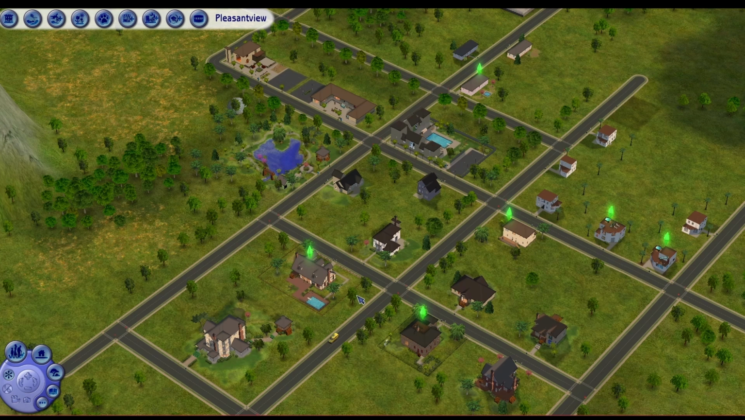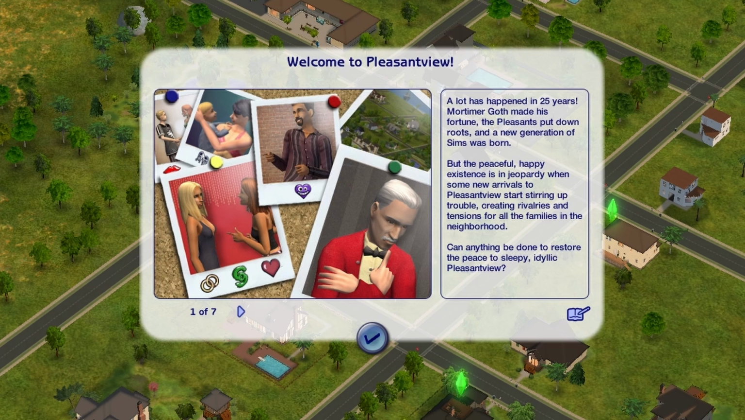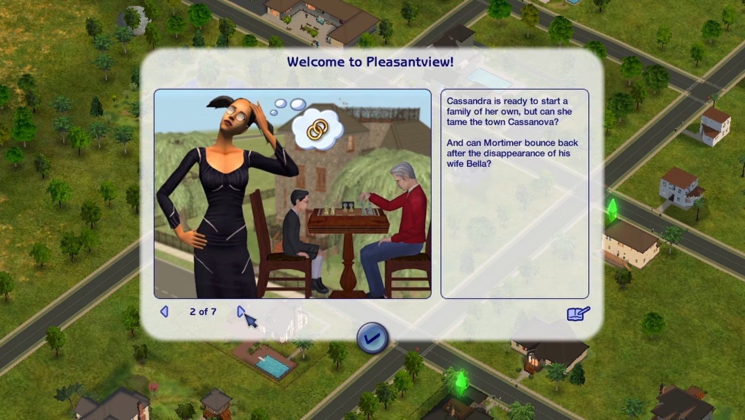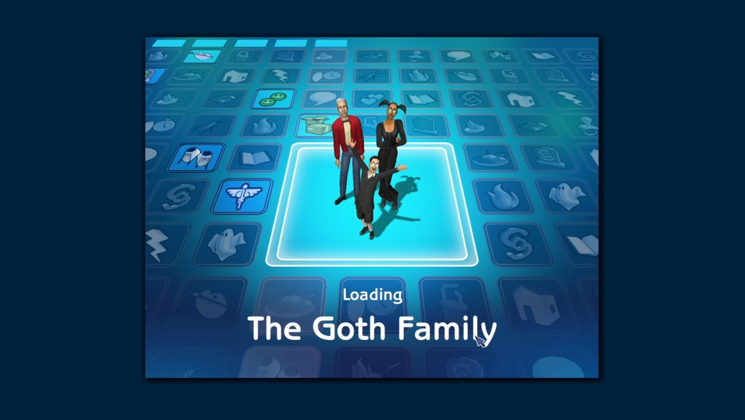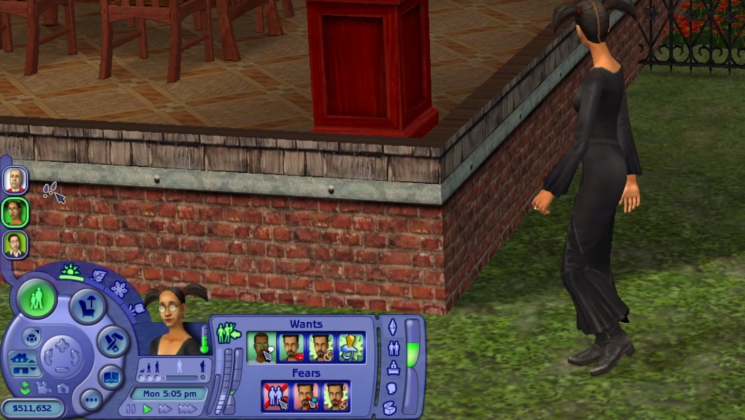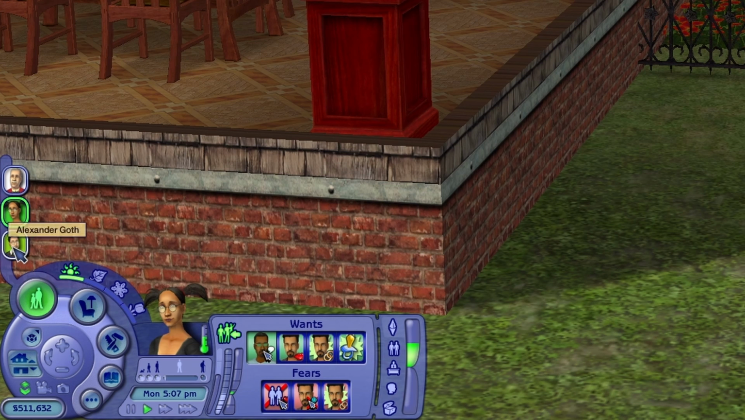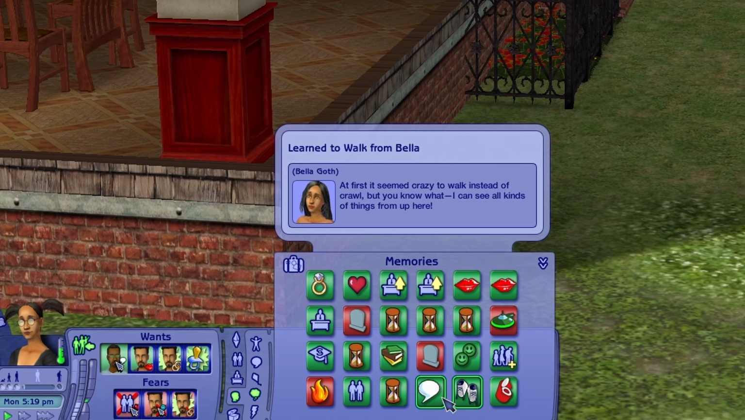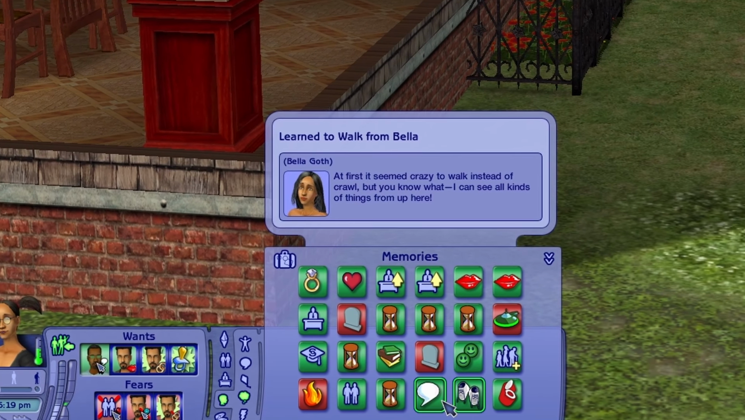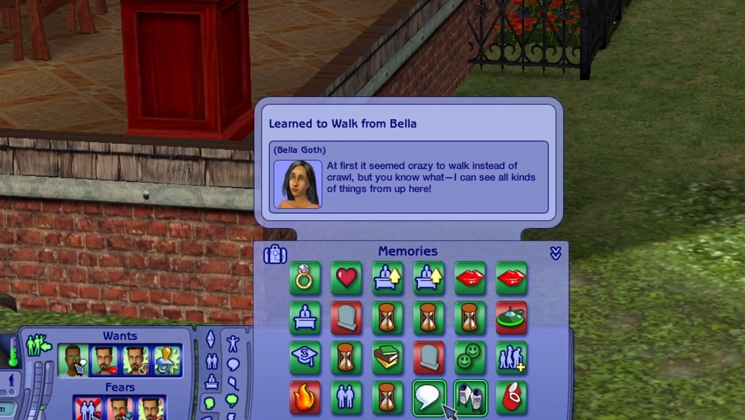Okay, so now let's get back to Bella's disappearance. Obviously, when you first load up Pleasantview, the fact that Bella Goth went missing is explained in the neighborhood storytelling, and when you load up the Goth household, you can see for yourself that she's indeed not there, but is referenced in other places. Let's analyze what the observable symptoms of her disappearance are.